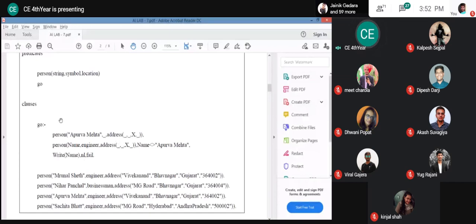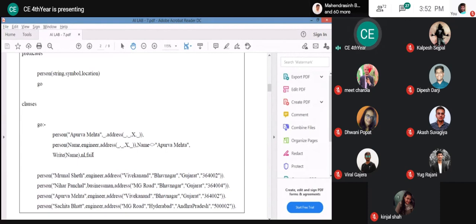After that, in the next compound object, one notation is given: name not equals to Apurva. So what will be the output of this code? These two are matched, name not equals to Apurva, and here the engineer is that, and that's why the result is Mrunal Set and Sachin Bhatt. These two results it will show, and after that, because of failure, it will show no. In this way the unification of compound objects is done.